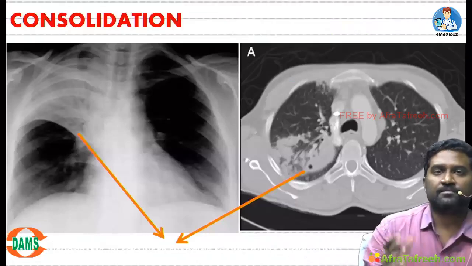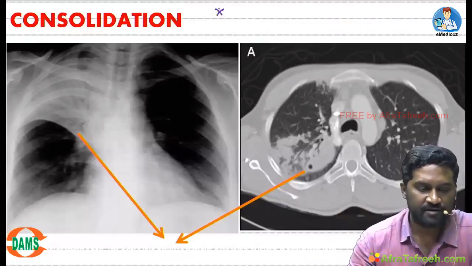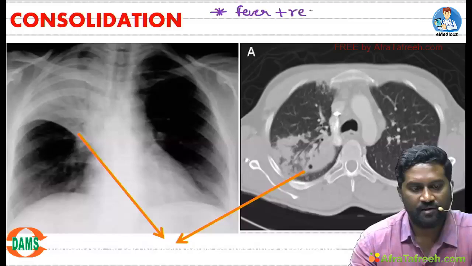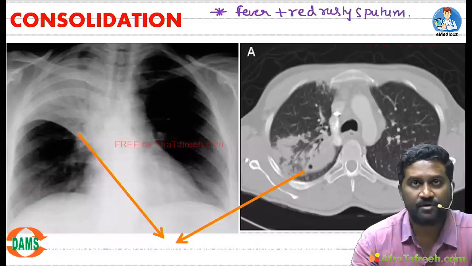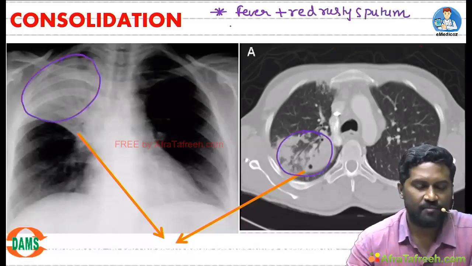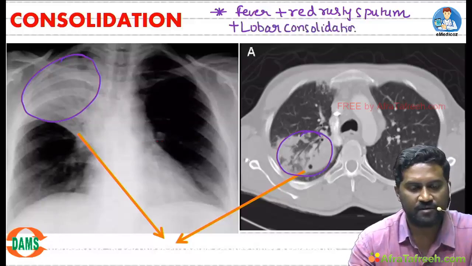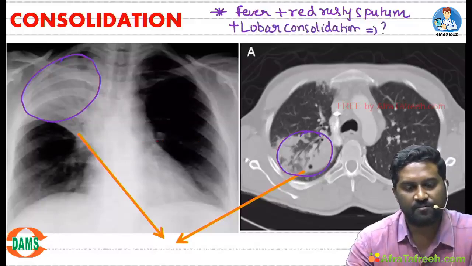Now I'll give you some clinical scenarios. You should tell me the organism. So this patient is having fever with red rusty sputum. And what do you see in the chest X-ray? Localized involvement of lobe. This is lobar consolidation. Now if you see this in combination, what should be the suspicion? Streptococcal pneumonia.